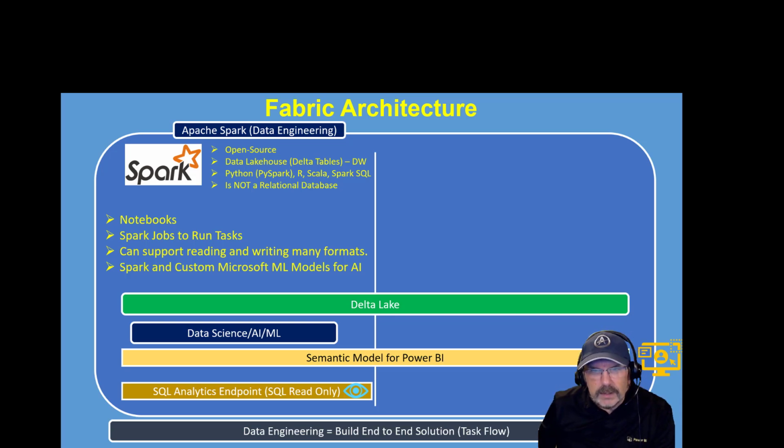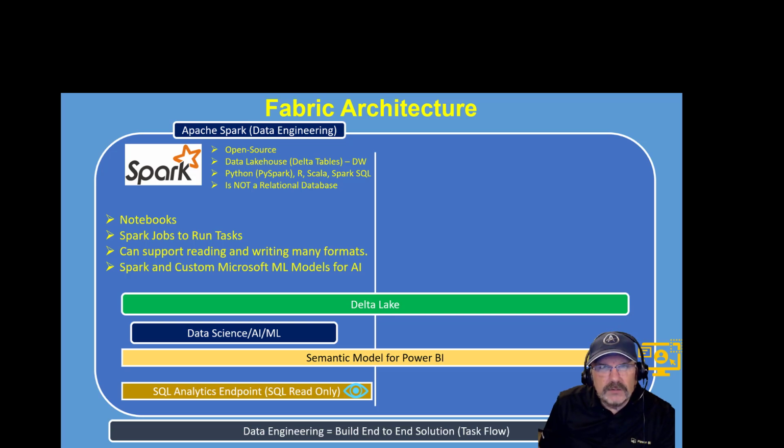Bronze, silver, gold. Your gold would be the final curated part that Power BI might use, and you might even use it for other things like model training. So we have all this here, and so far all we've really looked at is primarily Apache Spark with some extra Microsoft specific things thrown in, especially the semantic model and the SQL Analytics endpoint.